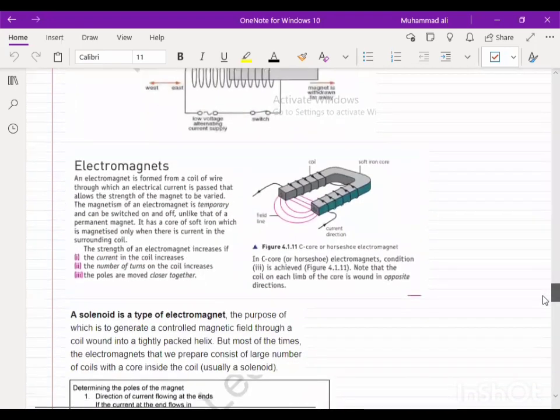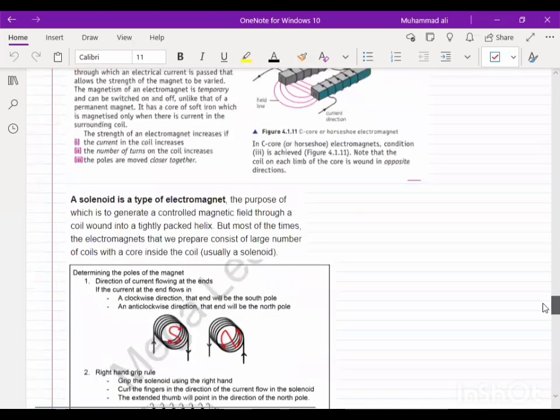Okay, then we have electromagnets. An electromagnet is formed from a coil of wire through which an electric current is passed, which allows the strength of the magnet to be varied. You can see a soft iron core with a coil wrapped around it. The magnetism of an electromagnet is temporary and can be switched on and off, unlike that of a permanent magnet. Why? Because the iron core is a soft magnetic material. You can vary the strength of the electromagnet by the current in the coil, the number of turns on the coil, and by moving the poles closer together.